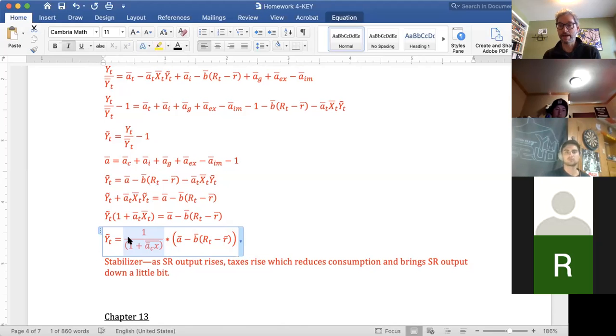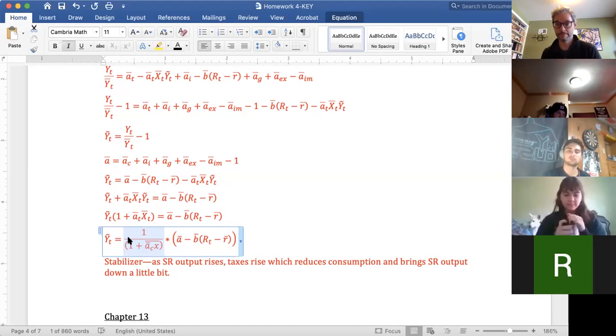Why is this a stabilizer? Because now when short-run output rises, people have to pay more taxes. And that increase in taxes brings consumption down a little bit and stabilizes short-run output a little bit. Vice versa, what happens when short-run output goes down? Well, when short-run output goes down, people get a tax cut, and that encourages consumption a little bit, all right?